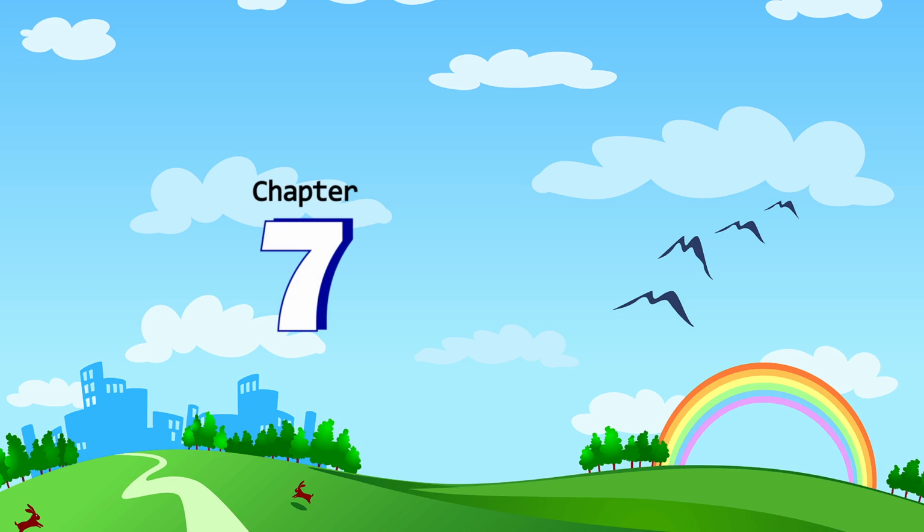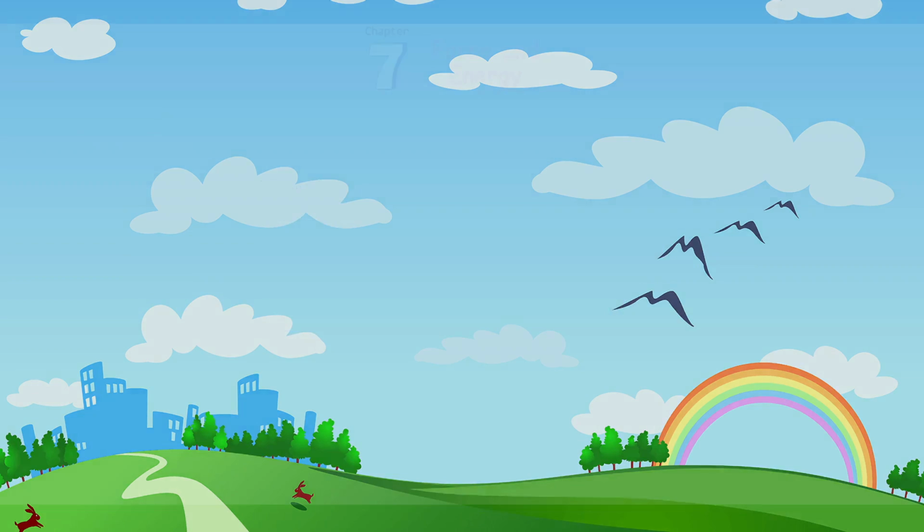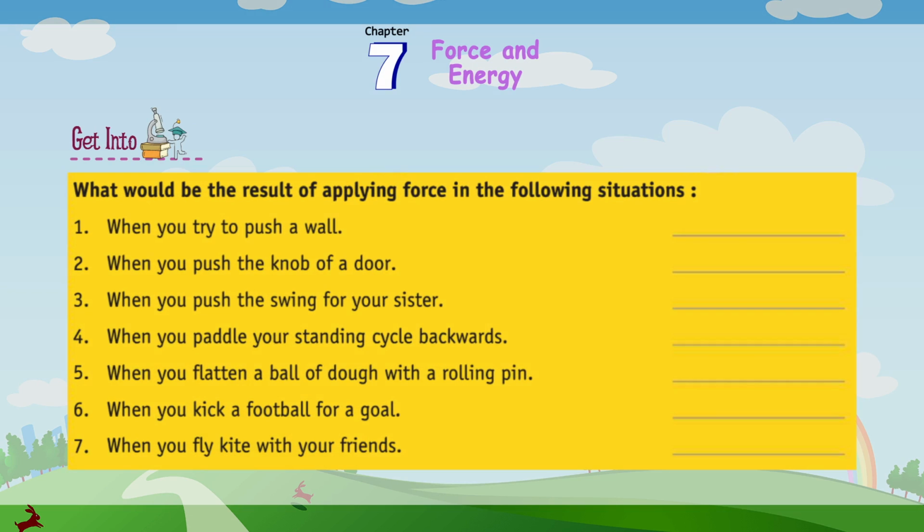Chapter 7, Force and Energy. Get into what would be the result of applying force in the following situations. Number 1, when you try to push a wall. Number 2, when you push the knob of a door. Number 3, when you push the swing for your sister.